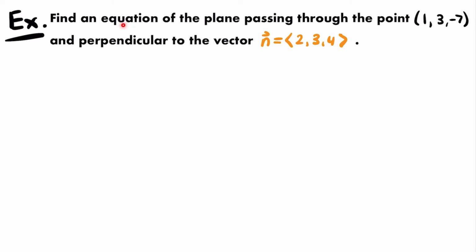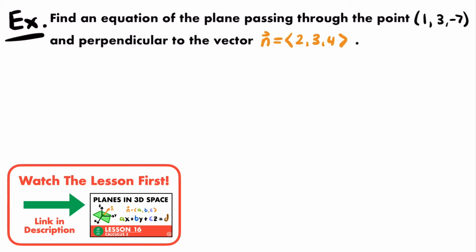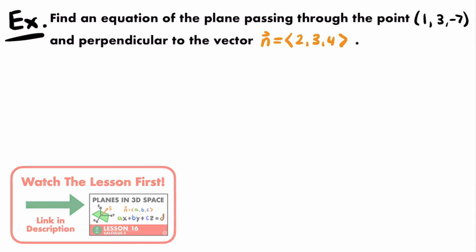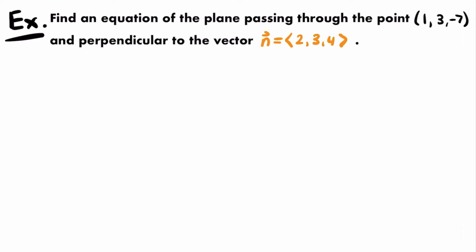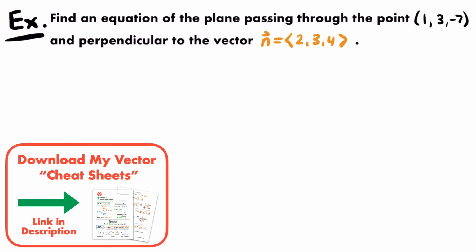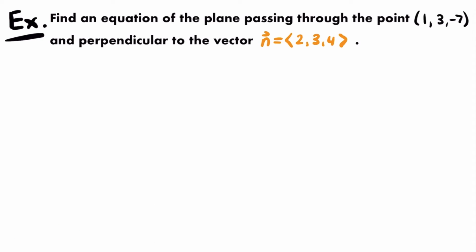We want to find an equation of the plane passing through the point (1, 3, -7) and is perpendicular to the vector n, which is the position vector of the point (2, 3, 4). When you want to find an equation of a plane in 3D space, you need two things. You need a point in that plane, which we have right here, and we need a vector that is perpendicular to that plane, which we have right here. We call that a normal vector.